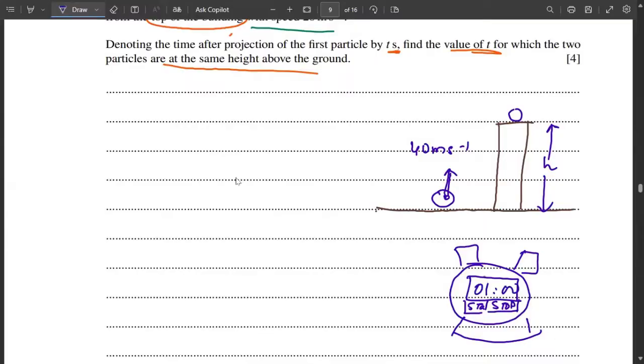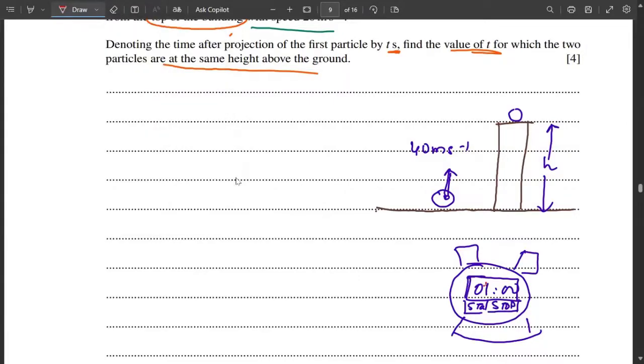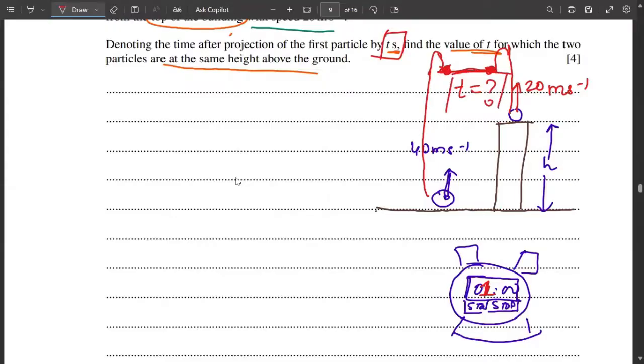And after exactly 1 second, this ball is thrown. That means as soon as the time becomes 1 second, this ball is thrown up at 20 meter per second. And after some time, when this ball goes up, they will meet at a certain height. How much time will it take for them to meet at a certain height? That's what we have to find out.